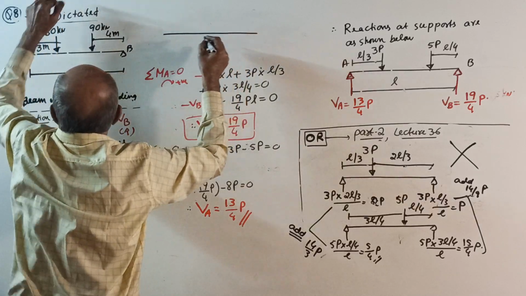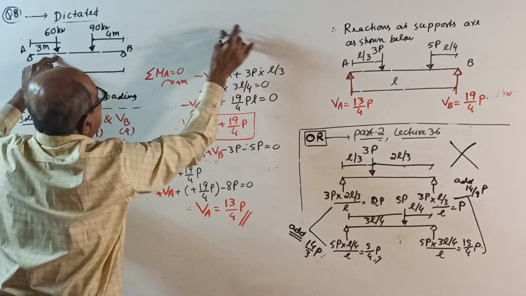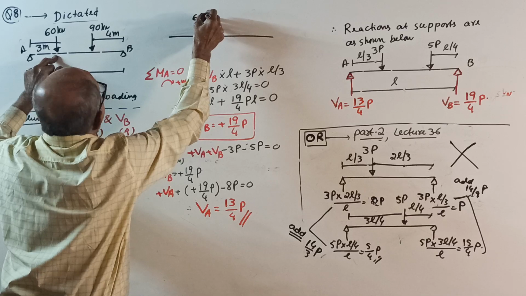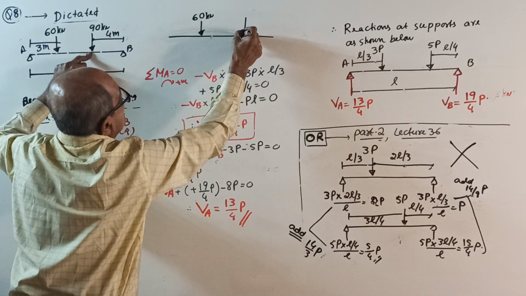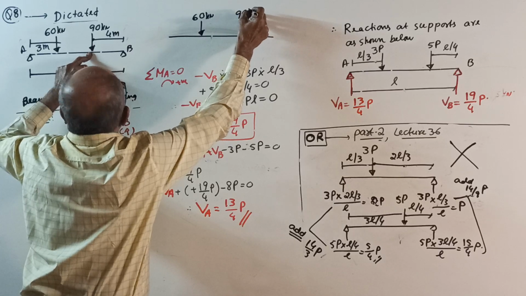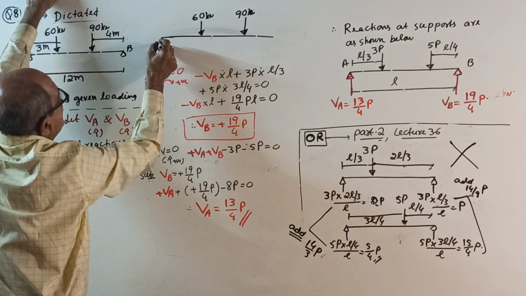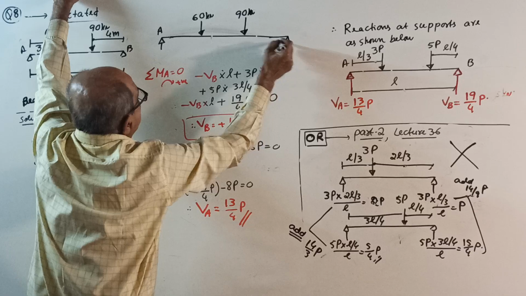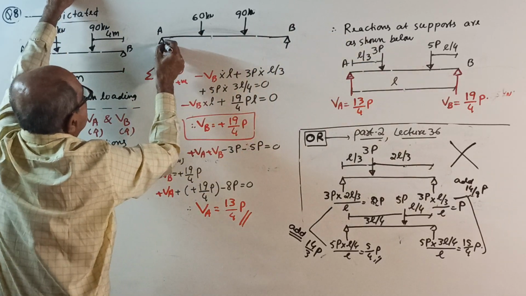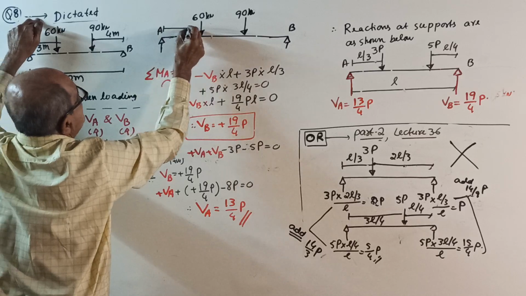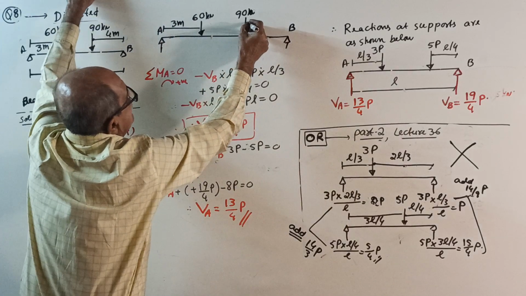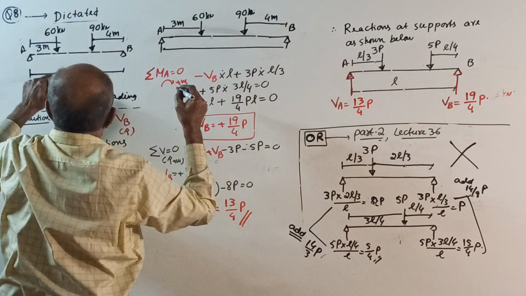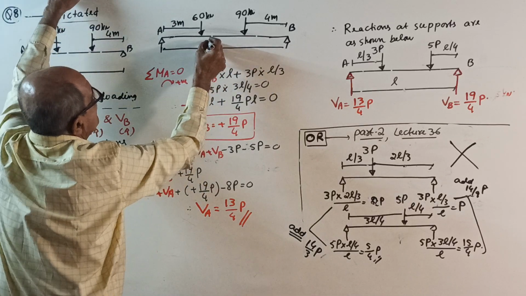Put the beam neatly. 60 down. This is the beam. 60 kilonewton here. 90 kilonewton here. This is left reaction A. This is right reaction B. Okay, distances, whatever given right here. This is 3 meter. This is 4 meter. The span given is 12 meter.